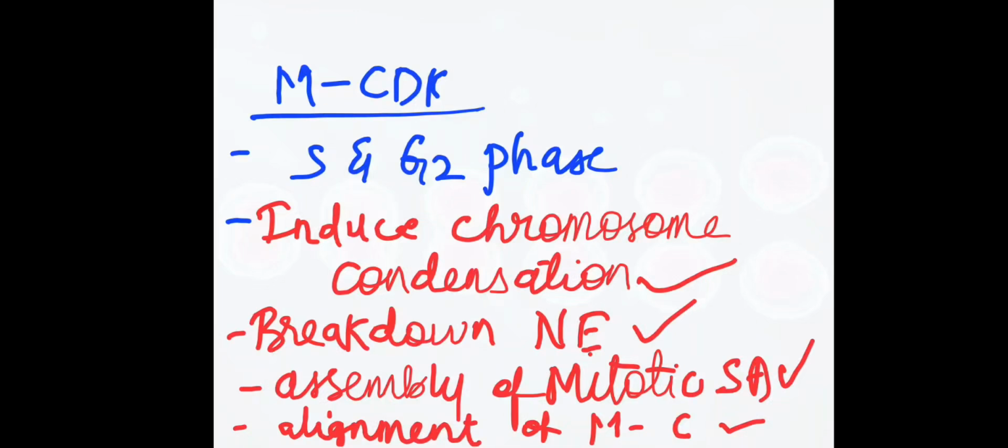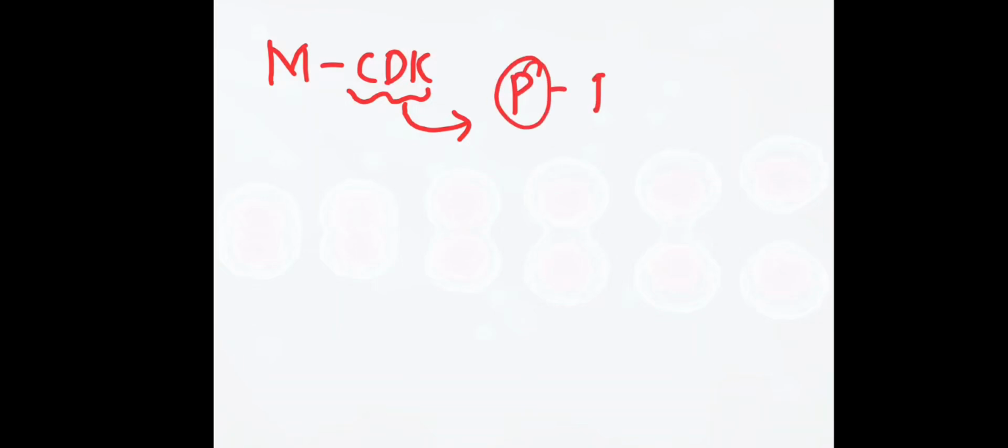To perform this activity, we know that CDKs, what is the function of CDK? It catalyzes the reaction where phosphorylation happens. Phosphorylation reaction is taking place. So CDK catalyzes the phosphorylation process. The M-CDK function is the same. So to perform these activities mentioned in the previous slide, these M-CDKs phosphorylate a wide range of proteins.